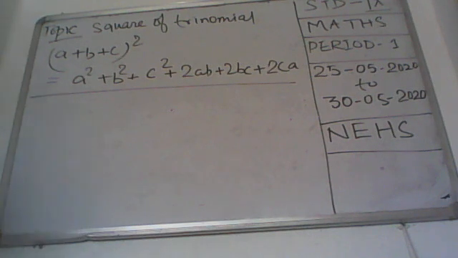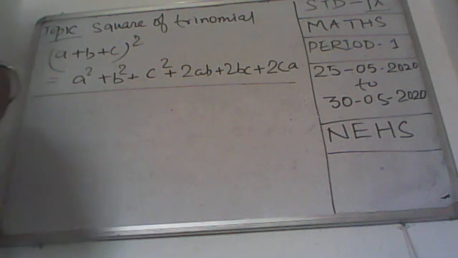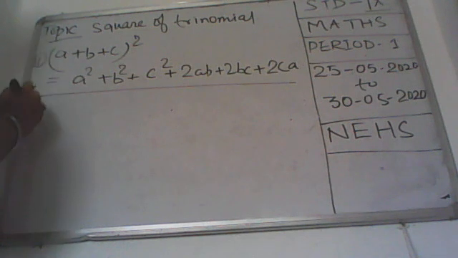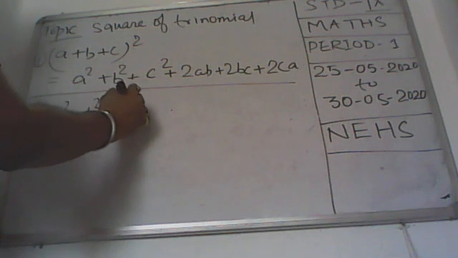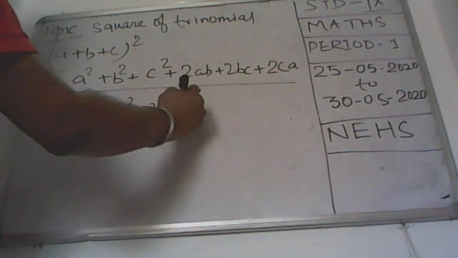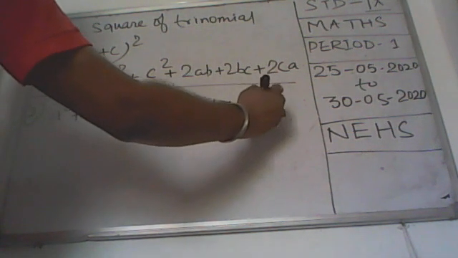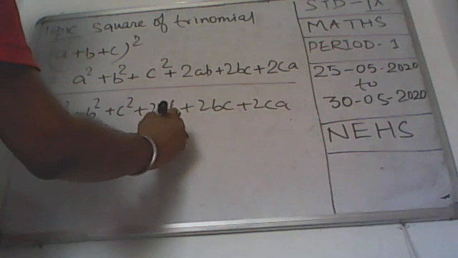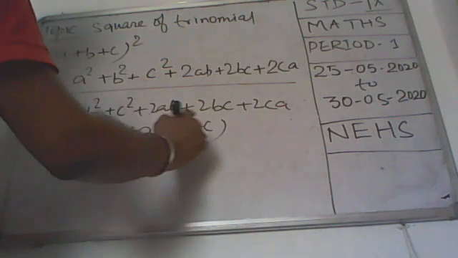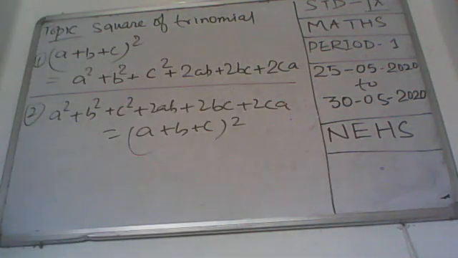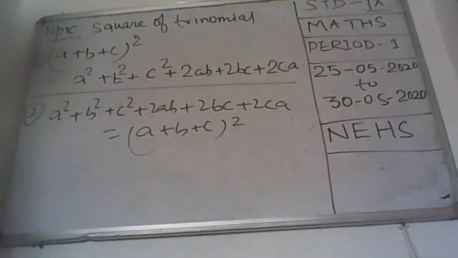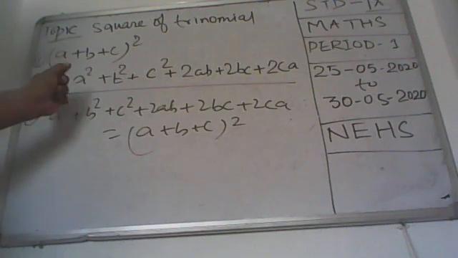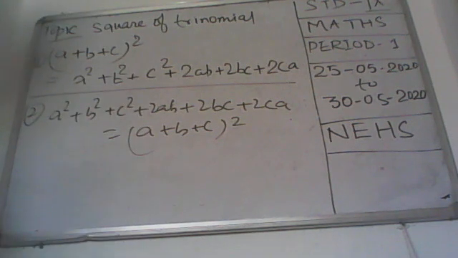Okay, they can also give you this formula. Suppose they give you a square plus b square plus c square plus 2ab plus 2bc plus 2ca, which is equal to (a plus b plus c) whole square. What you have to find here is that there are 6 terms, 1, 2, 3, 4, 5, 6. Then 3 terms are perfect squares, 1, 2, 3.